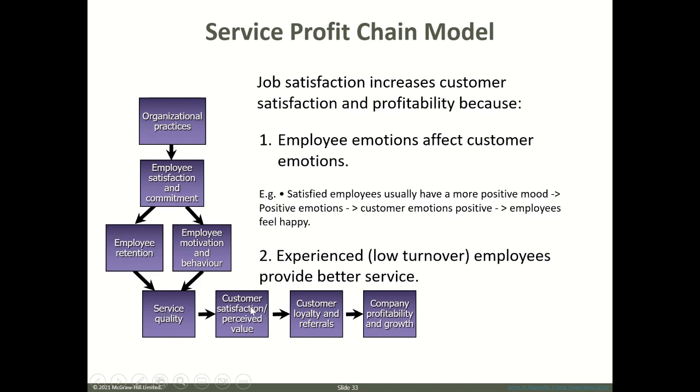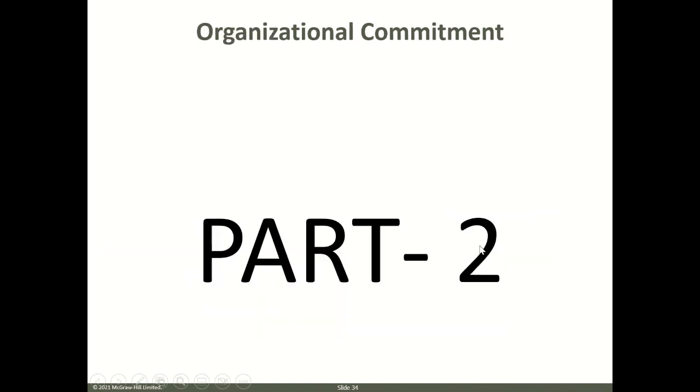As a result, the customer will be satisfied and will perceive more value in the organization. Once the customer perceives value, thinking I'm working with this organization because the employees are really good, the customer feels satisfied, becomes loyal, and also refers other customers. In return, more and more customers come to the company, and the company becomes profitable. The profitability and growth of the company are based upon the satisfaction of the employees. Part 2 we will discuss later.